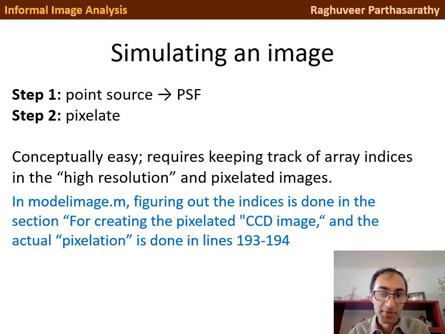And conceptually, this is very easy. You just take buckets of 100 nanometers in size and put all of the intensity from that high resolution point spread function into those buckets. In practice, it requires some keeping track of the indices that map between the high resolution and the pixelated image, and doing that quickly, which is good if you want to make lots of simulated images. It takes a little bit of thought, and you can read about that in the section for creating the pixelated CCD image, and a couple of lines after that in my function.